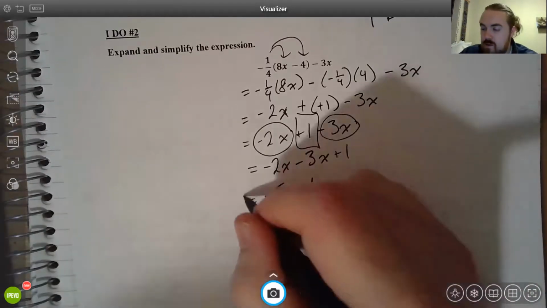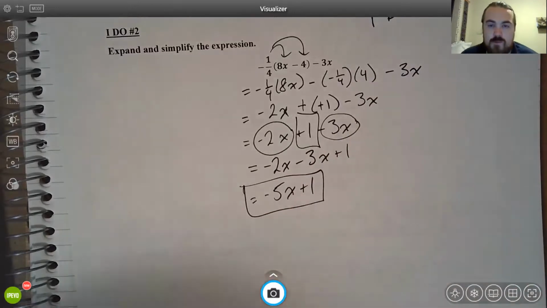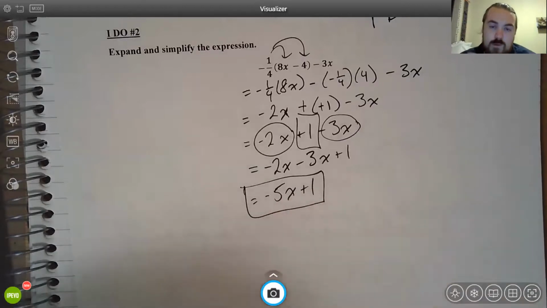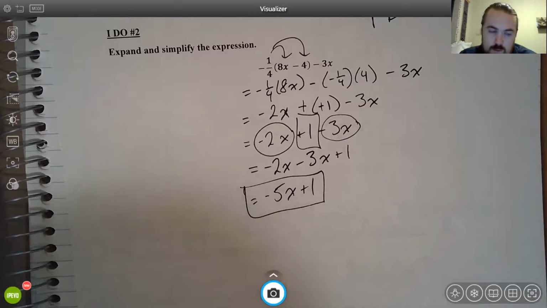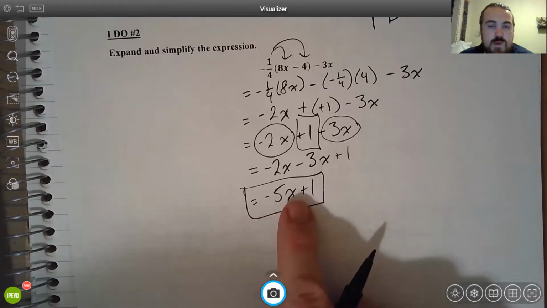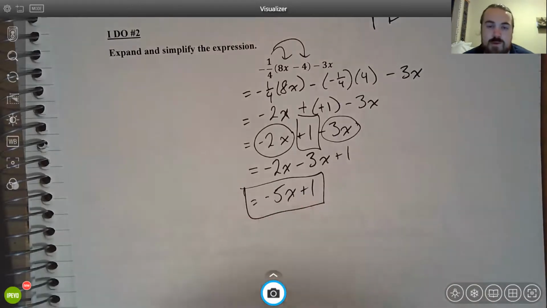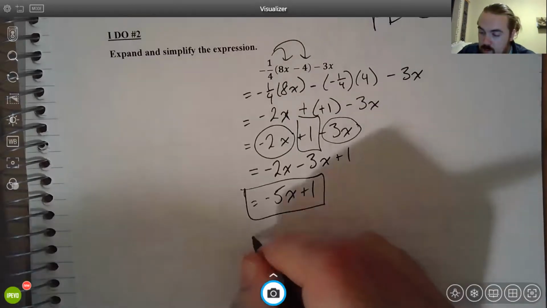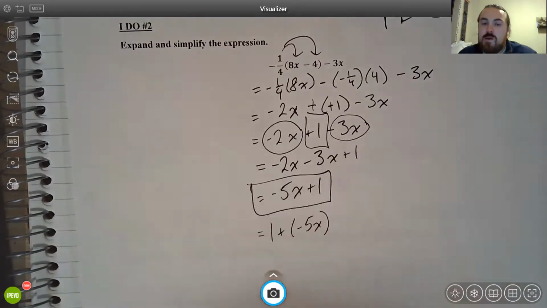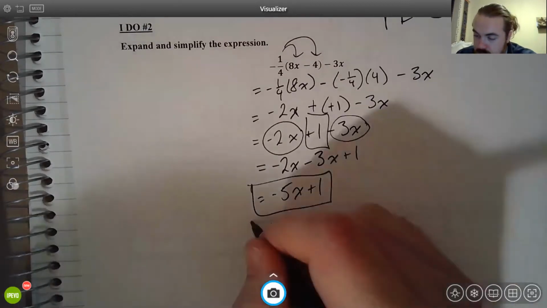That's a great answer. You can't combine 5x and 1. They're not like terms. This one has a variable. This one doesn't. However, I just want to point out that you can almost always rewrite terms like this in a couple of different ways. You have this negative 5x plus 1. The commutative property tells us we can add in any order. So you can switch them around, make it 1 plus negative 5x, and that would also work.